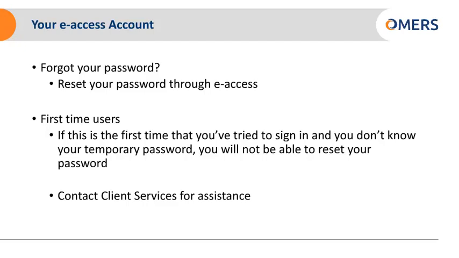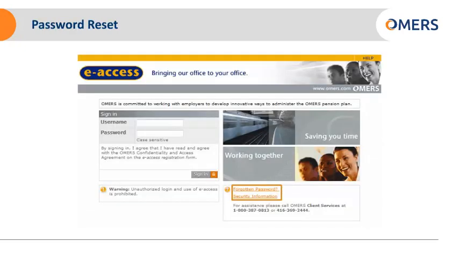Alternatively, you may call OMERS Client Services and request that the form be emailed to you directly. Before sending this form to OMERS, it will have to be signed by your senior management official. If you have forgotten your password, you may use the Forgotten Password link on the eAccess sign-in page. You will then be asked 3 security questions. If answered correctly, a new temporary password will be emailed to you directly.